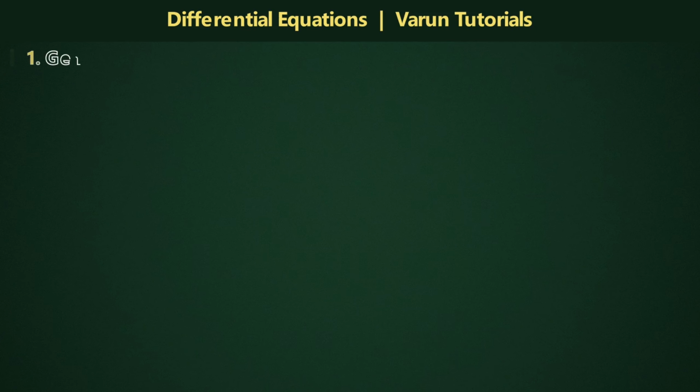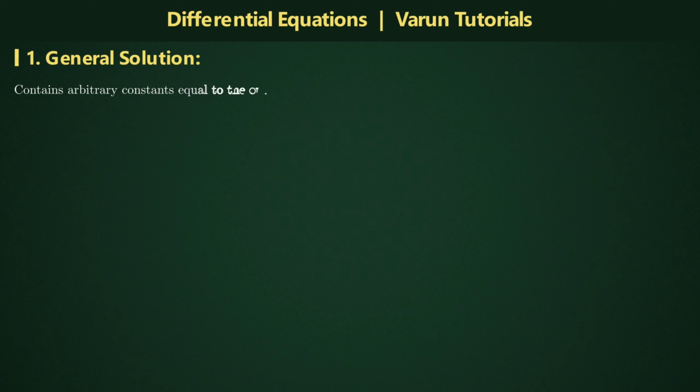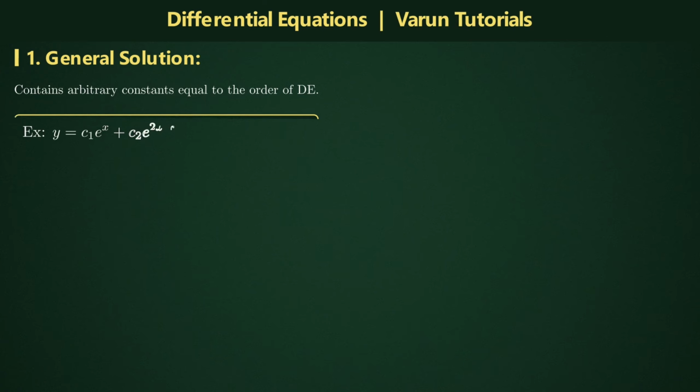There are three types of solutions. The first is the general solution. A solution containing a number of independent arbitrary constants equal to the order of the differential equation is called the general solution. For example, y equals c1 e to the x plus c2 e to the 2x is the general solution of the second-order equation, y double prime minus 3y prime plus 2y equals 0.